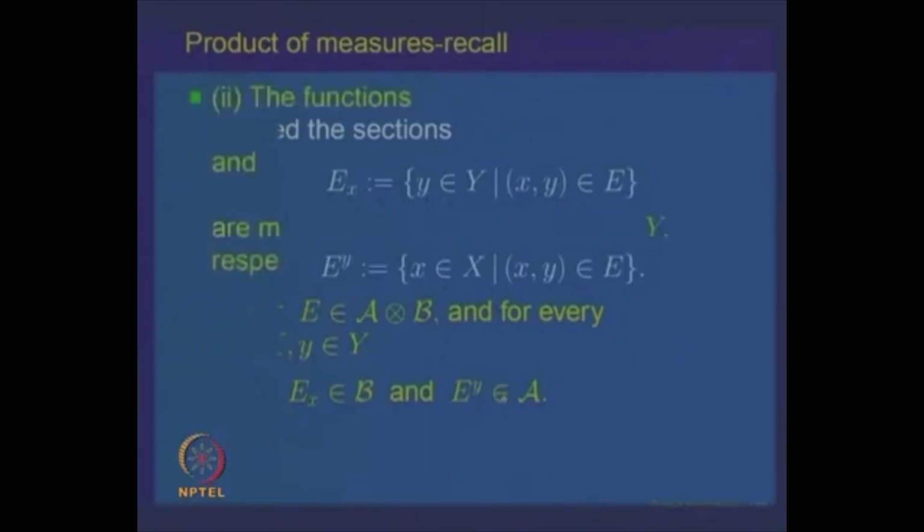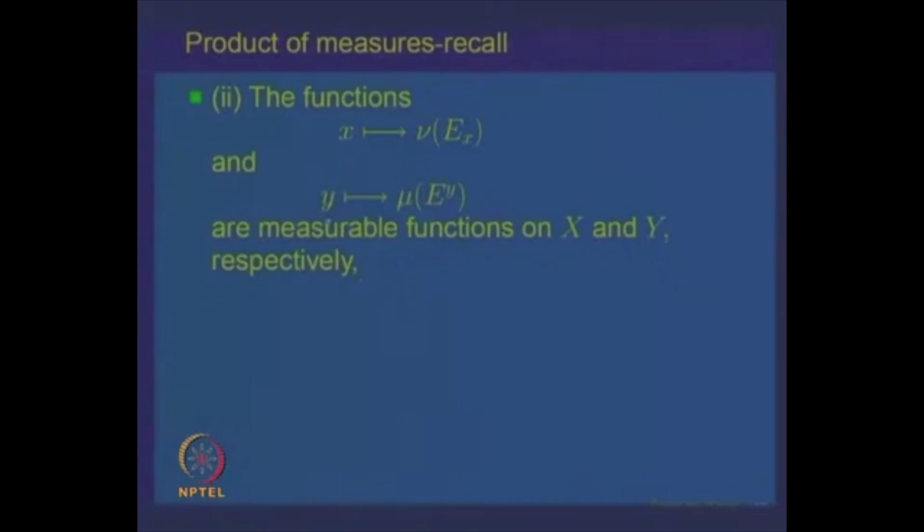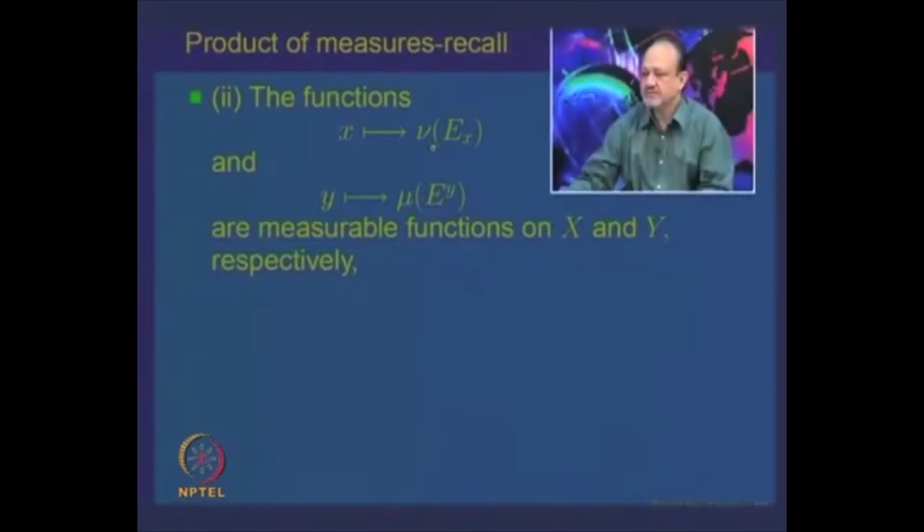So, I am just recalling them, and then we proved that the function x going to the measure nu of E_x is measurable, where nu is a measure defined there. So, we can compute nu of E_x, and for every x, the image being nu of E_x, this is a function defined on X, and the claim is it is measurable. And similarly, the function y going to the measure of the y section is a measurable function on the set Y with respect to the sigma algebra B.